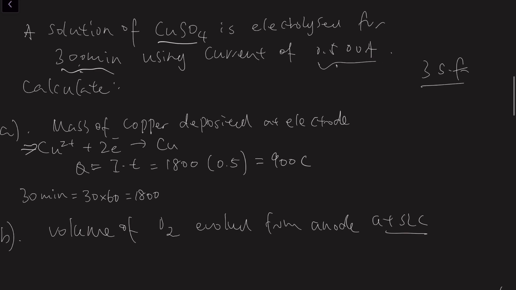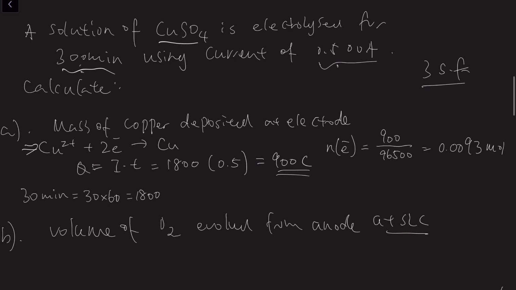And now we need to convert these coulombs of charge to moles of electrons. We know that 1 mole of electron is 96,500 coulombs of charge. And now we have 900 coulombs of charge. So how many moles of electrons do we have? We get 0.0093 mole of electron.